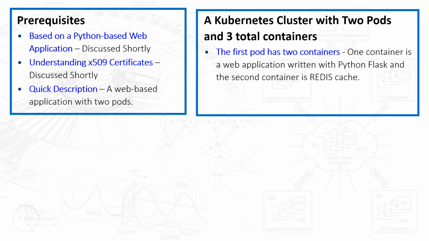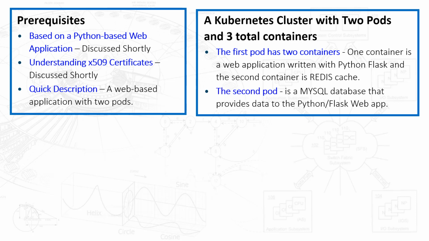First pod has two containers. One container is the web app written in Python Flask, and the second container is a Redis cache. The Redis cache is there to really prevent the MySQL database from getting too many hits and slowing down the application. The second pod is a MySQL database that we use from the Python Flask web application.